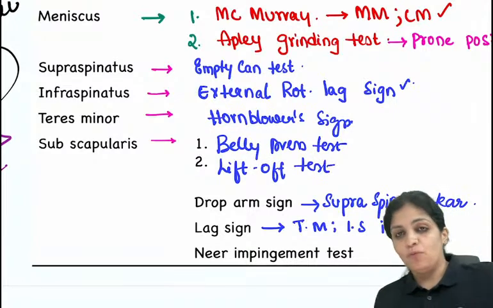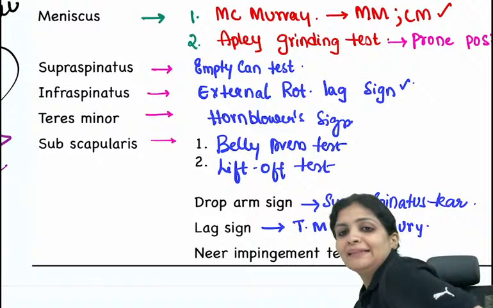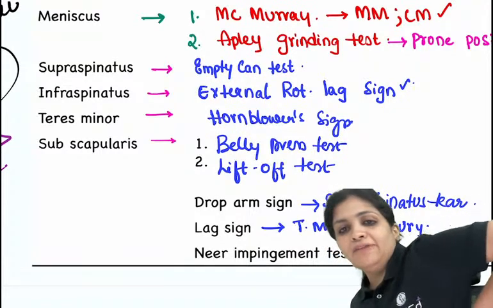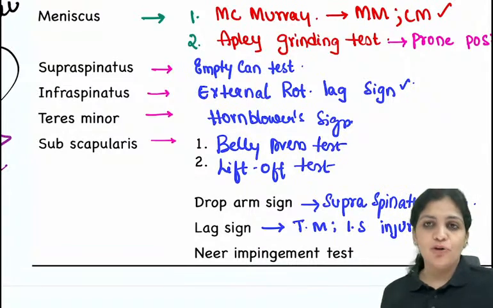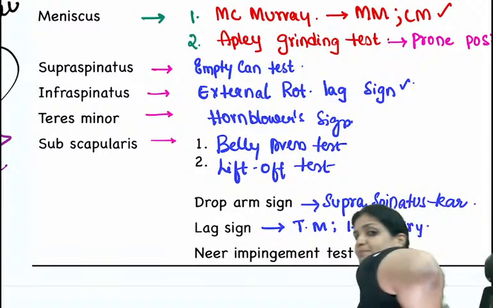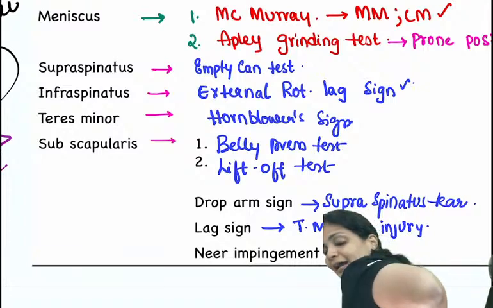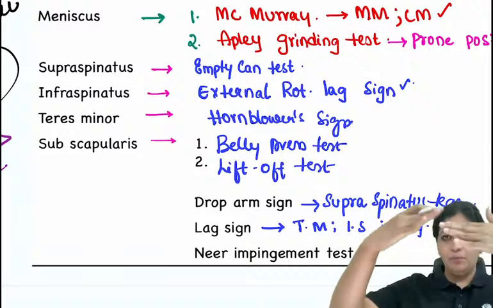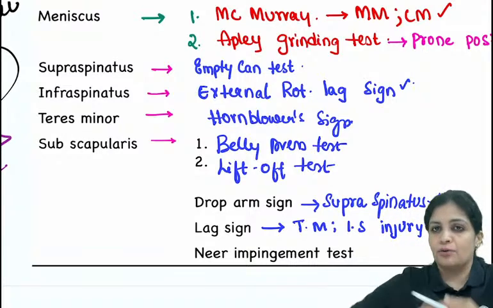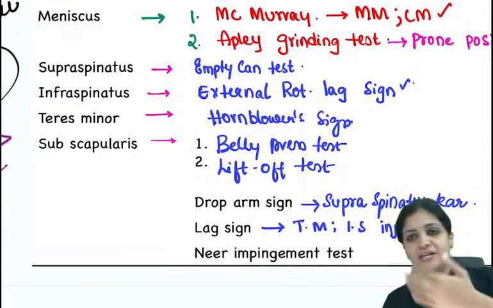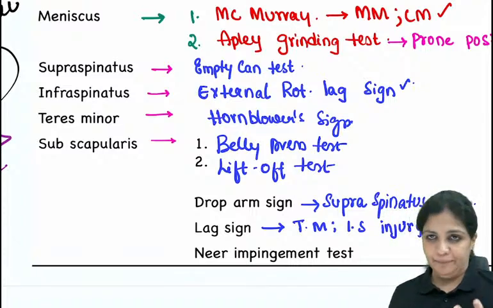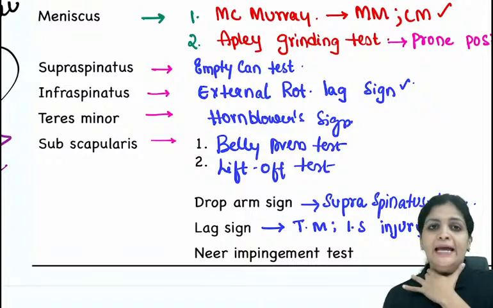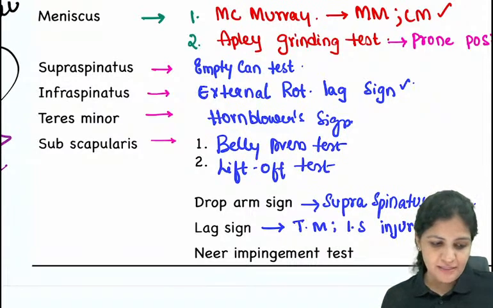Lift off test is, again, what you do is put the patient's hand like this on the back, hope you can see, and try to lift this hand up. This is called the lift off test, where you ask for this backward position, and now you try to lift off. And then belly press, you try to press the belly button with both palms like this and try to do internal rotation. If they're able to do the internal rotation and if they're able to lift off the hand, their subscapularis is intact. When they are unable to do this, this is called a tear in the subscapularis, right?